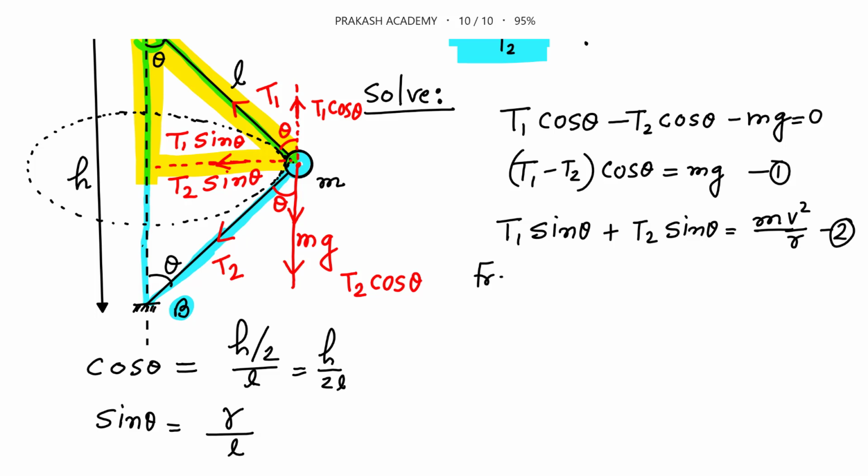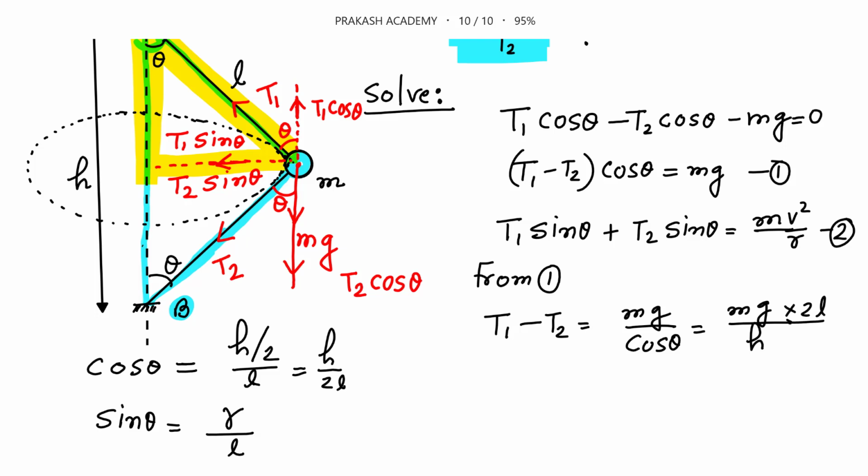So from 1 I can write T1 minus T2 is equal to mg by cos theta, and cos theta is nothing but h by 2l. So 2l goes on the top. So we will have T1 minus T2 is equal to 2mgl divided by h. Let's call this equation number 3.